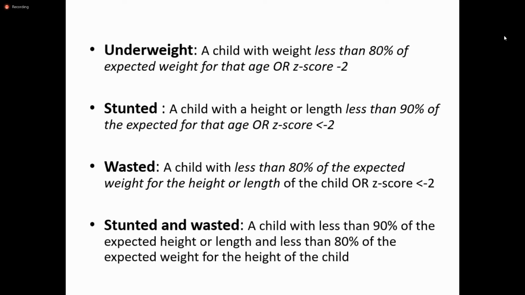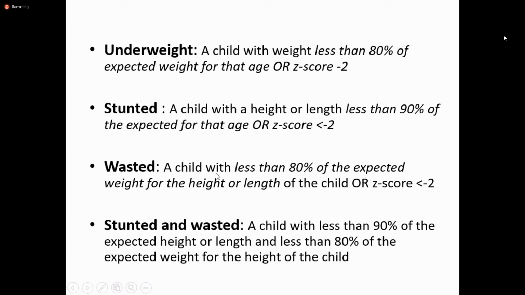If you turn to your textbooks, you will find growth charts with percentiles as well as Z scores. Stunting means the height or length is less than 90%. Please remember these percentages. For weight, it's less than 80%. For length or height, it's less than 90%. But for Z score, it's less than -2.